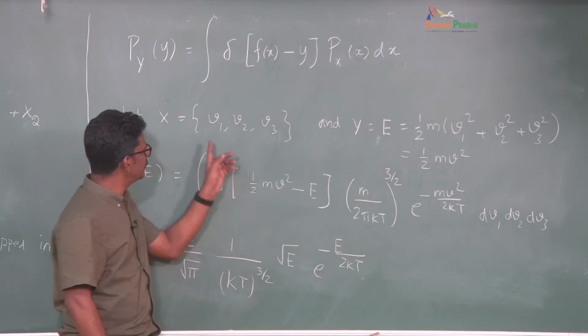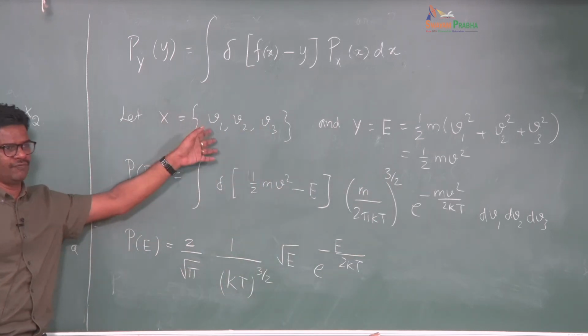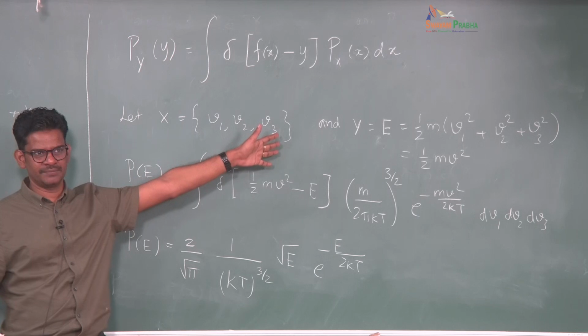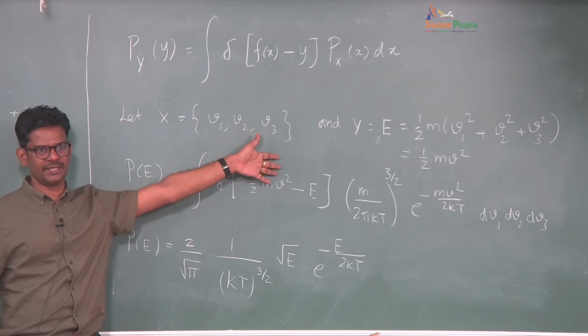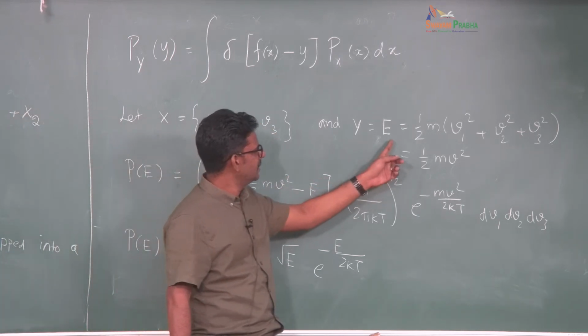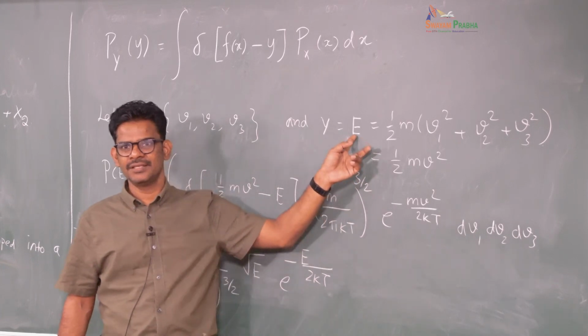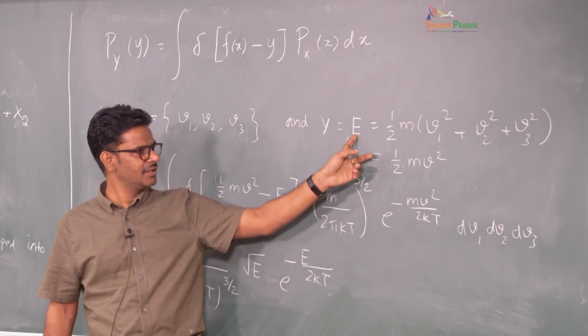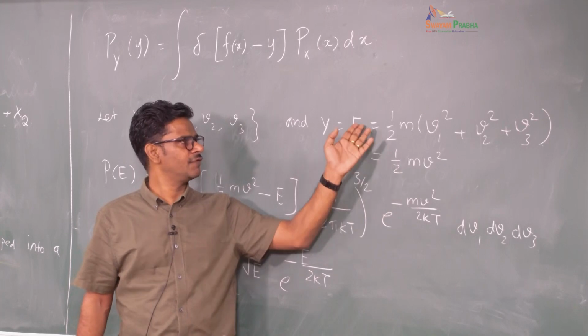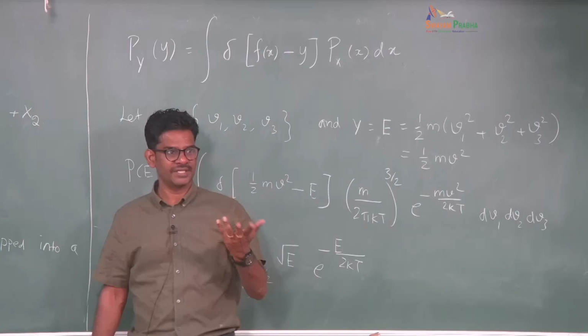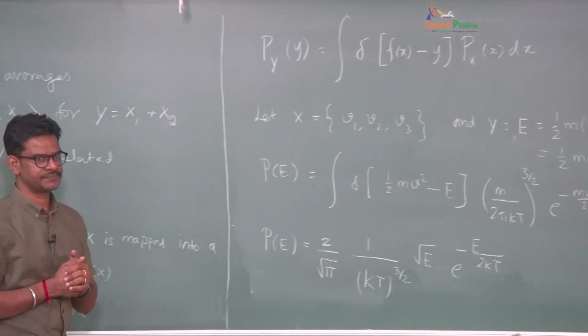So now I know the distribution of x1, x2, v1, v2, v3. This is Gaussian distributed. Kinetic theory gives you that. But what we are interested in is, if I define a function E which gives me the kinetic energy, what is the distribution of energy itself? That's the kind of question we are interested in.